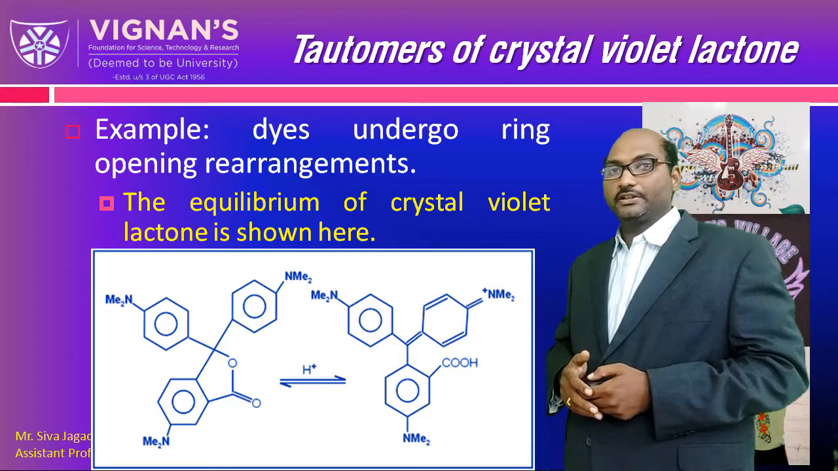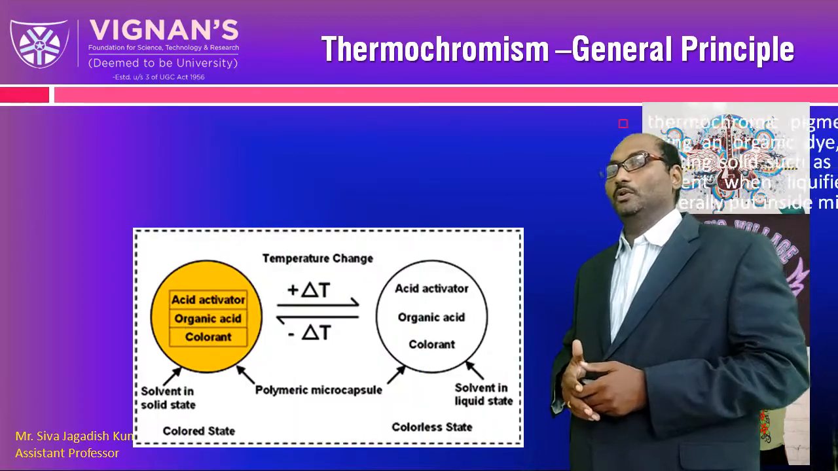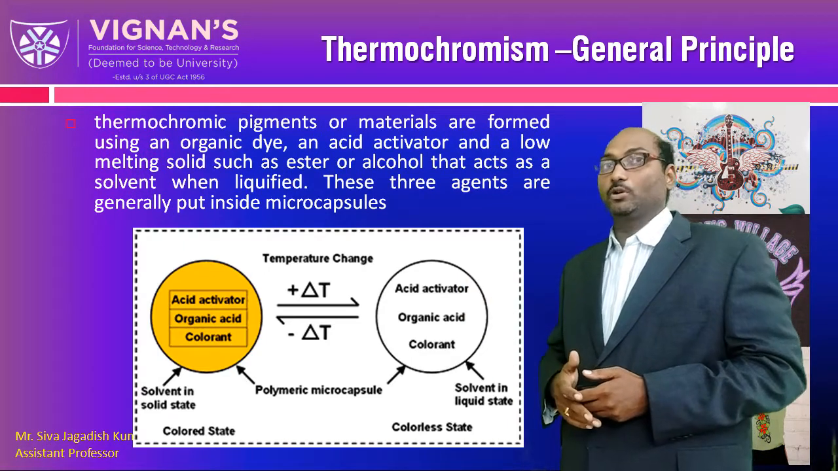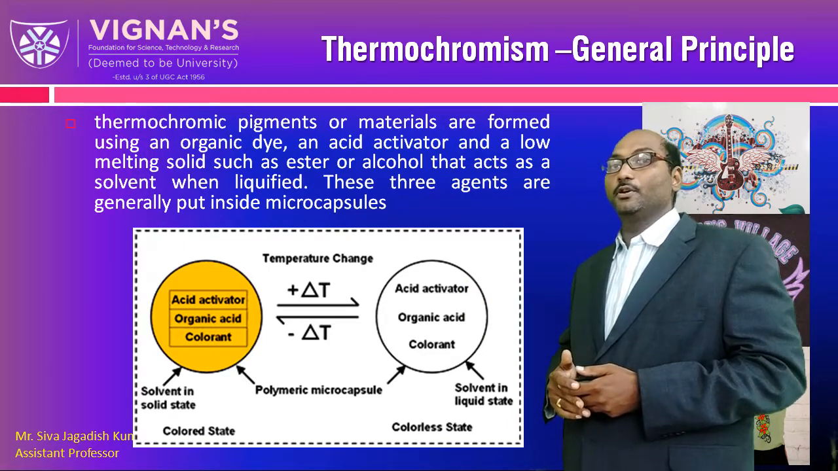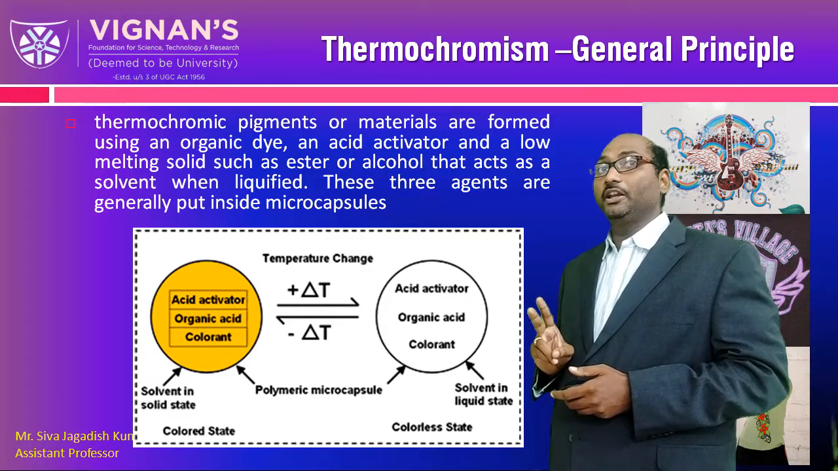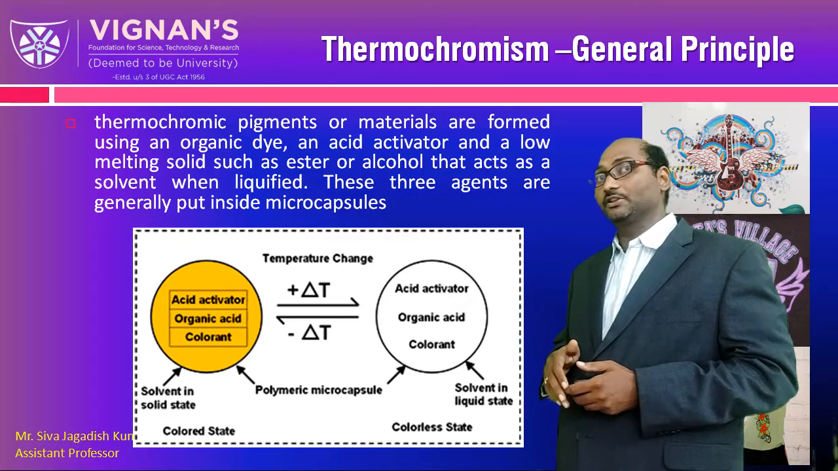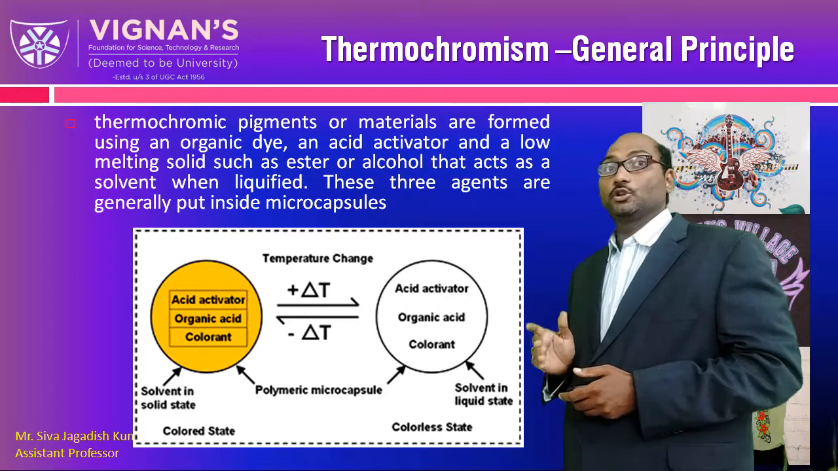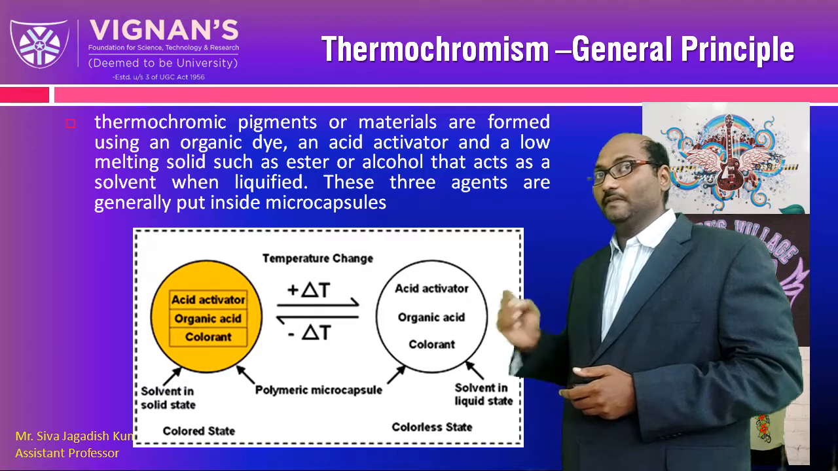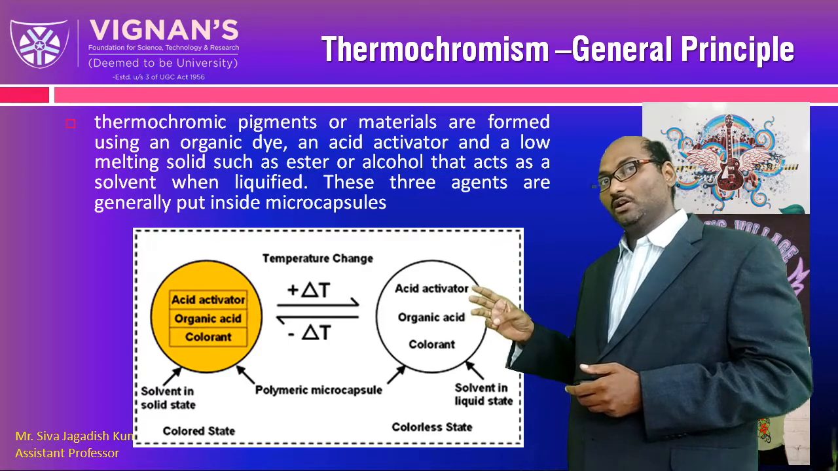Okay. So it creates a colored compound rather than the regular compound. Basically, thermochromatic pigments or materials are formed using an organic dye, an acid activator, and a low melting solid such as ester or alcohol, basically for encapsulation purpose, and that acts as a solvent when liquefied. So these three agents are generally put inside the microcapsules: the acid activator, organic acid and colorant.